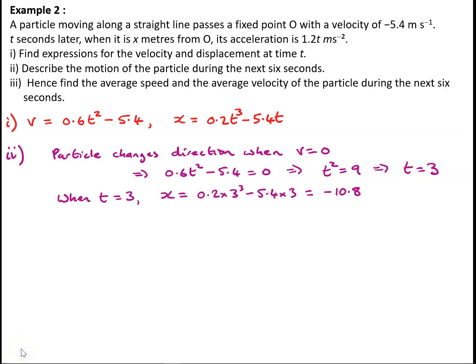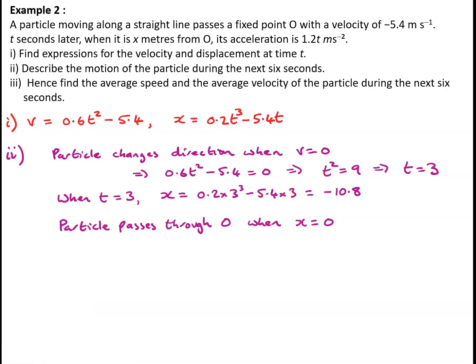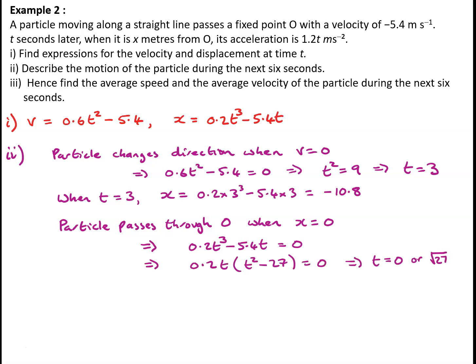Now it's worth seeing whether the particle passes through O again. So we could say that it passes through O again when x equals 0. So when x equals 0, we've got the equation 0.2 t cubed minus 5.4 t must equal 0. And if we factor out 0.2 t, that's 0.2 t times t squared minus 27 equals 0. So the particle passes through O when t equals 0, that's the start of the motion, or when t is the root of 27, which is somewhere just over 5 seconds into the motion.